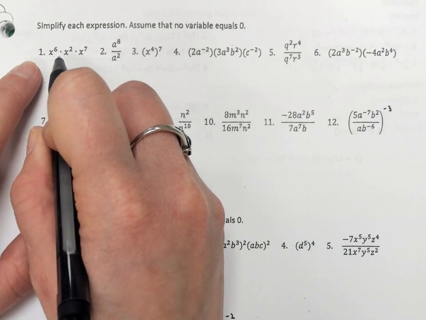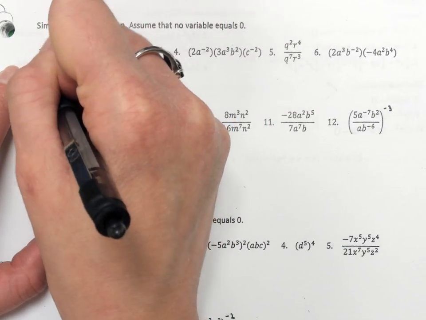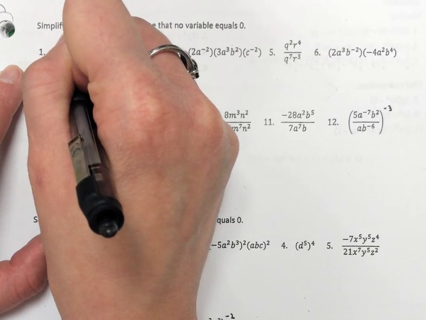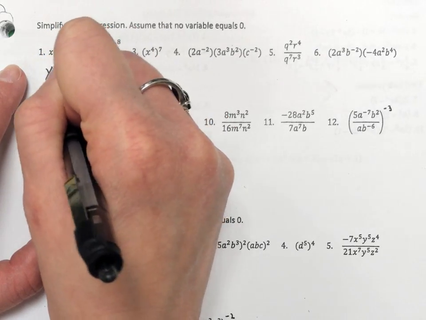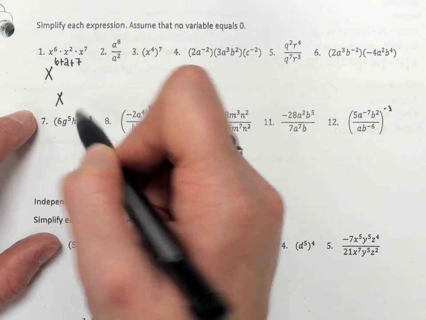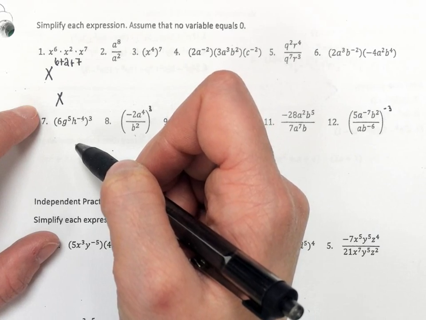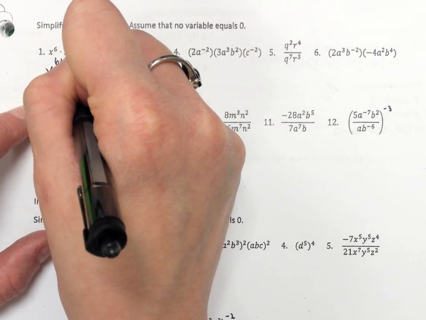When you are multiplying the bases, what do you do to the exponents? You add them. Just for your notes purposes, some of you might want to do this. You don't have to, but if you need this to see how you got the answer, it might be good for you. So what's 6 plus 2 plus 7? 15. Very good.